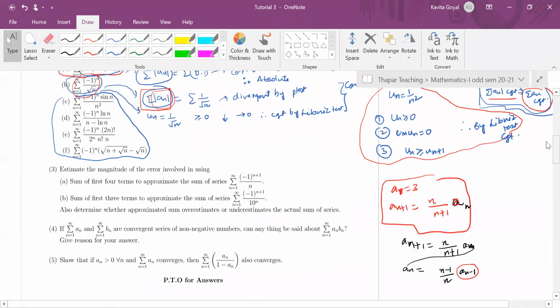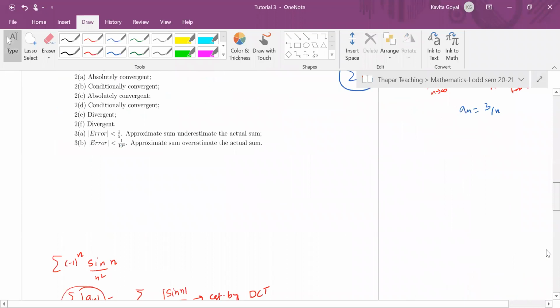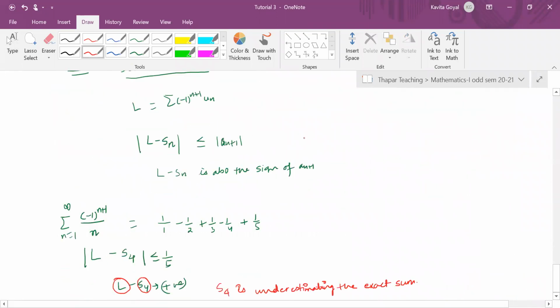The second part says that if you're approximating with the first 3 terms, so you have 3 terms here of this series, summation of minus 1 raised to power n plus 1 upon 10 raised to power n, from 1 to infinity. So this here is 1 upon 10 minus 1 upon 10 square plus 1 upon 10 cube minus. So if you are approximating with the sum of the first 3 terms, the error will be less than or equal to 10 raised to power minus 4.